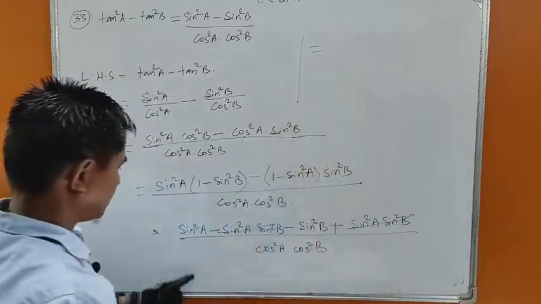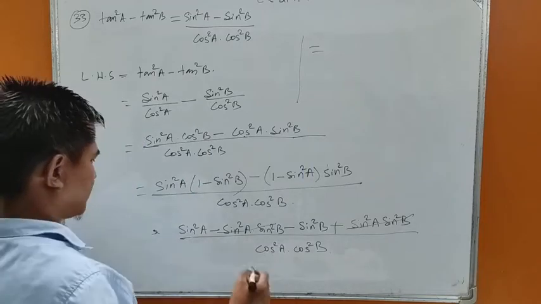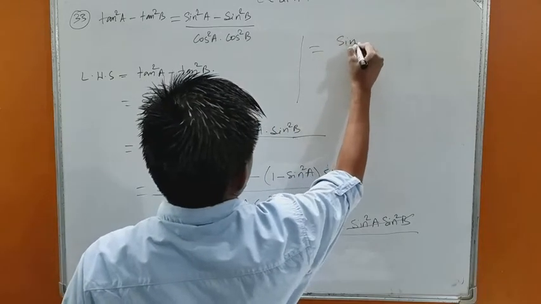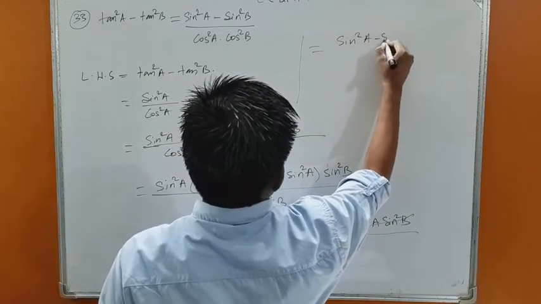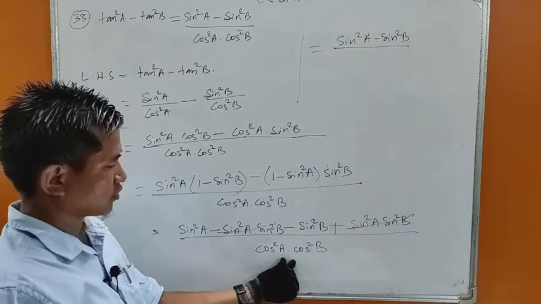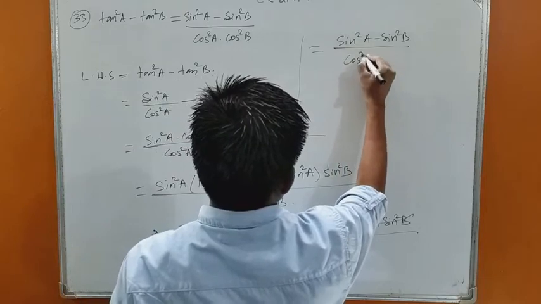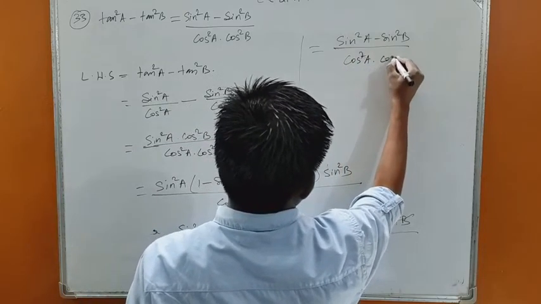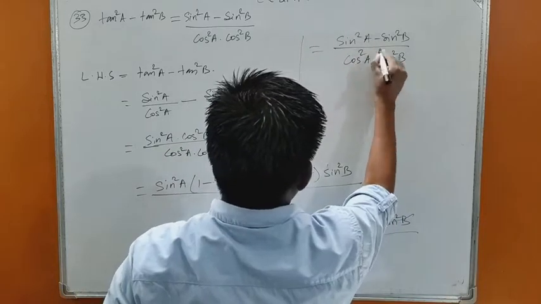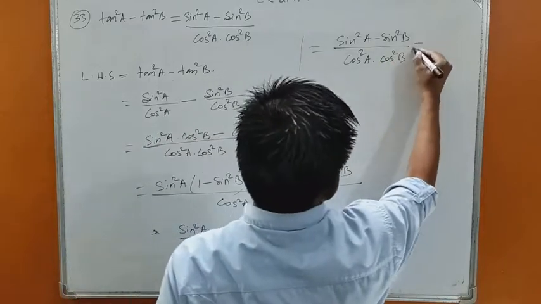This gives us sin square A minus sin square B, whole upon, in the denominator we have cos square A into cos square B. Cos square A into cos square B. So this is what we have in the right hand side, hence proved.